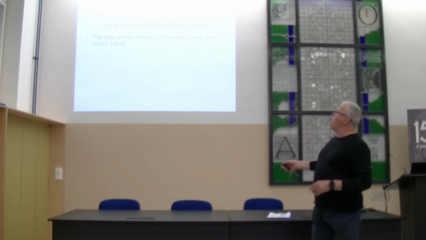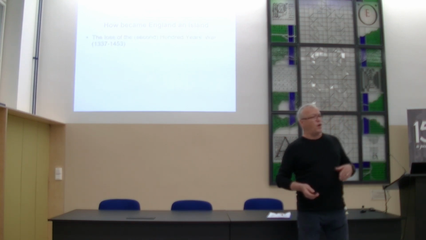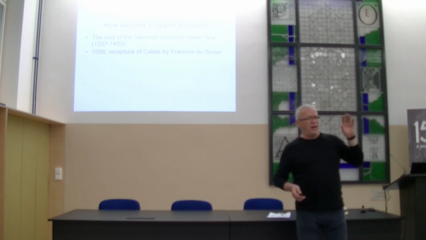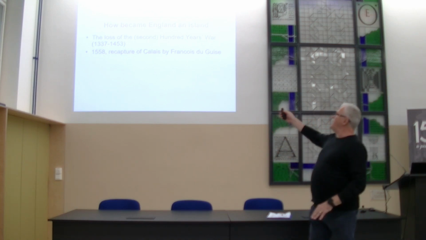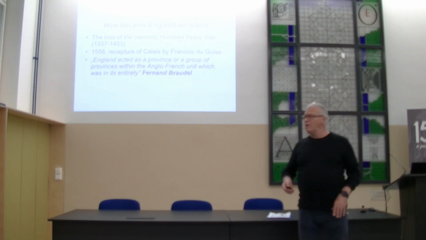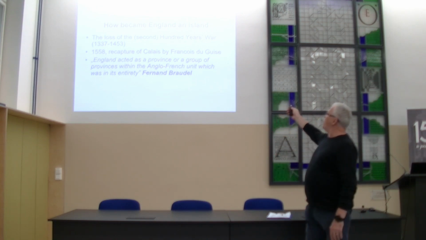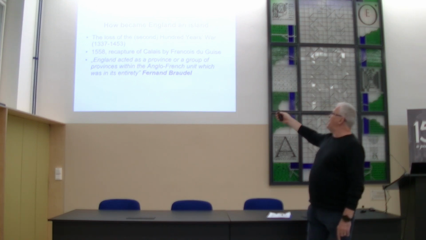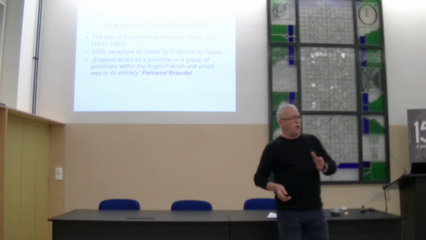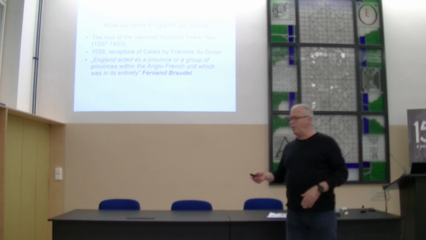Last week I spoke about it in more detailed form. England lost the Hundred Years' War against the French Kingdom, and lost its last headquarters on the continental part in the middle of the 16th century. And according to the definition of Fernand Braudel, England acted as a province or group of provinces within the Anglo-French unit, which was in its entirety. This is the situation of the Middle Ages. England wasn't separated from the continental area because a lot of kings and dynasties came from the southern part of France.